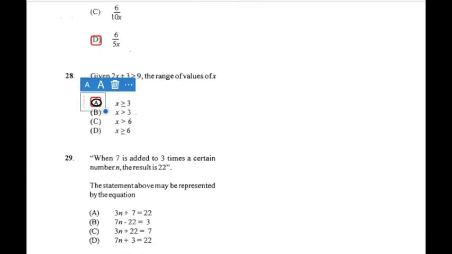So now we know that A is our answer, but should we check the other answers? For example, B, where it says x is greater than 3, it means that the first number that we'll be using is 4, which means that it will only fulfill the part of the inequality where the left side is greater than 9 but not equal to 9. And that's the same thing for C and the same thing for D. As you can see, the numbers start at 6 and 7. So our answer is A.